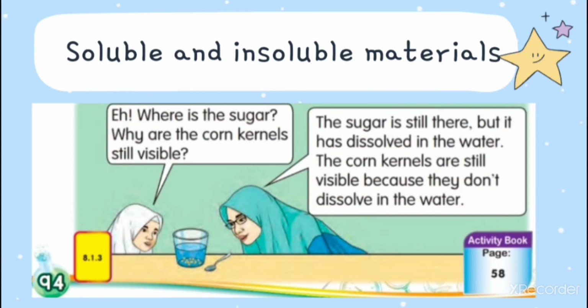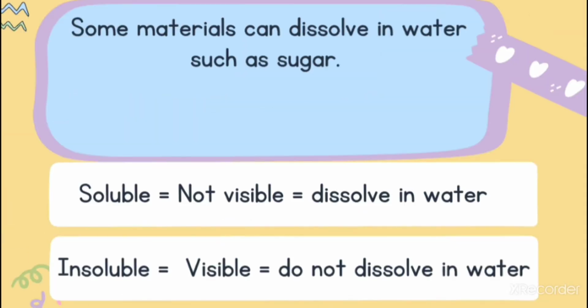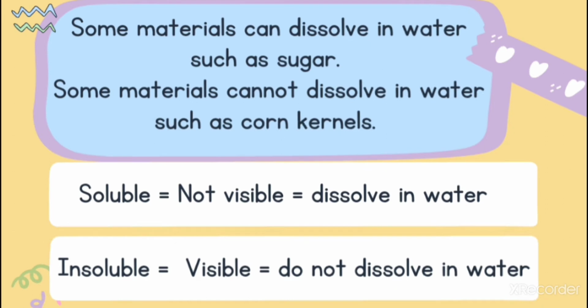The corn kernels are still visible. Okay, boleh nampak lagi bertih jagung because they don't dissolve in the water. Okay, kerana bertih jagung tak boleh larut dalam air. Okay, don't dissolve in the water. So as a conclusion, some materials can dissolve in water such as sugar. Some materials cannot dissolve in water such as corn kernels.